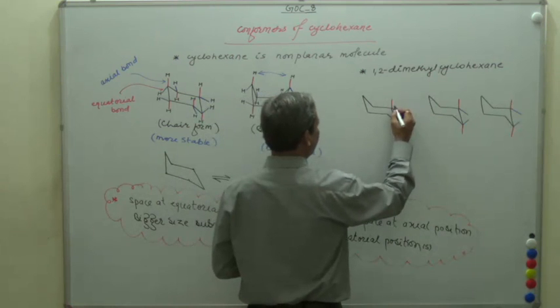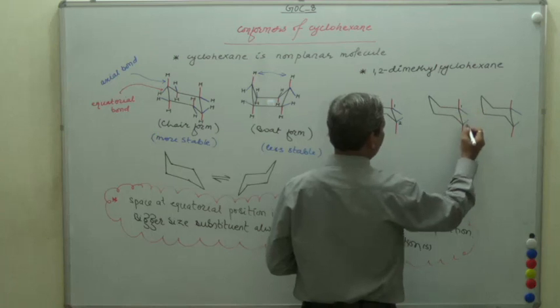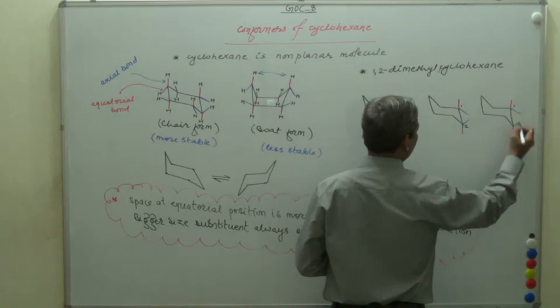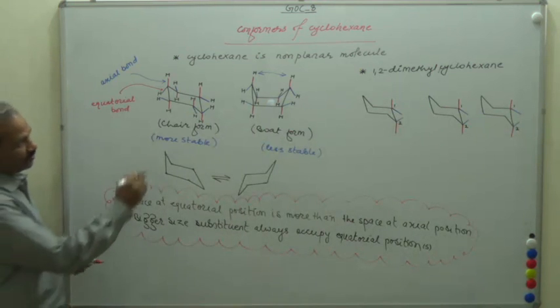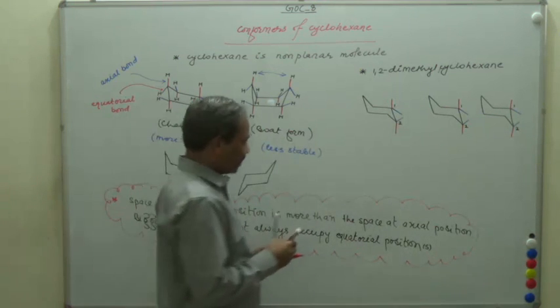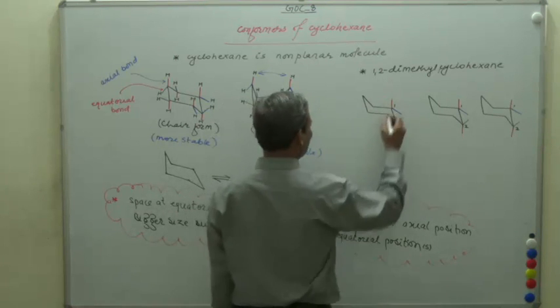This is the first carbon atom and this is the second carbon atom. 1, 2, 3, 4, 5, 6. So now I want to place two methyl substituents on these positions.